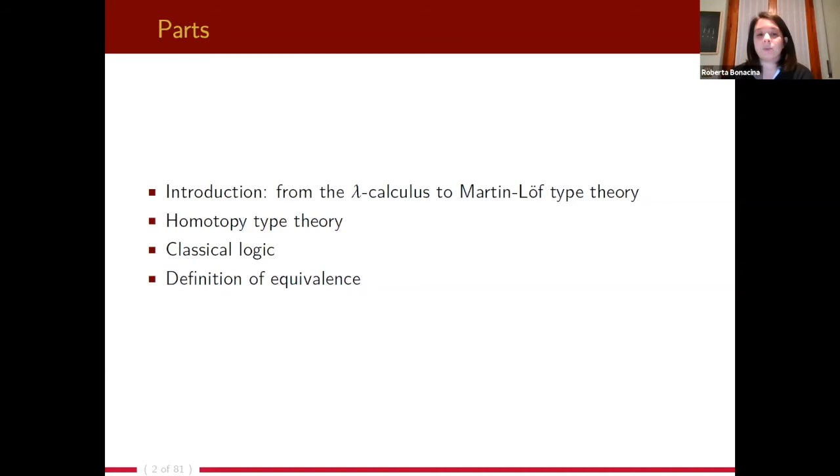Then in the second part, we will go into the details of our system of homotopy type theory, analyzing the main features, for example, the higher inductive types or the axiom of univalence. Then we will see how classical logic can be done in this system, which is by its very nature intuitionistic. And at the end, we will discuss the definition of equivalence, which is very important for introducing univalence, but is also quite tricky, as we will see.